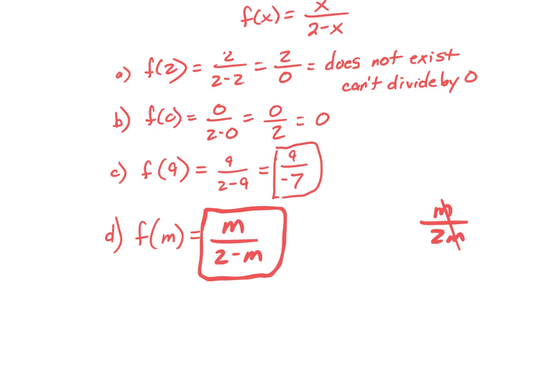So that just gives you an idea of some different types of evaluating that we could do. We can evaluate with numbers. We can evaluate with variables. Our answer is going to look a little bit different depending on how we do that.